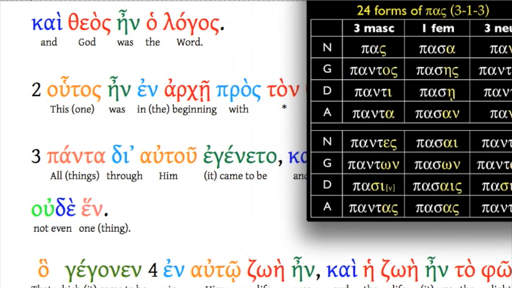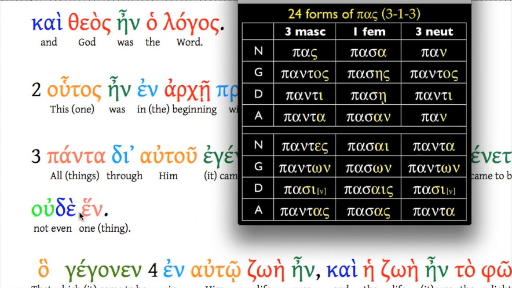And apart from him came to be not even one thing, hen. Here we go again with our hen. So like I said, pas and heis are very common 3-1-3 adjectives. We can see that right here in John 1. You have to get used to them. Most of the adjectives will be 2-1-2, but these two are important to recognize.